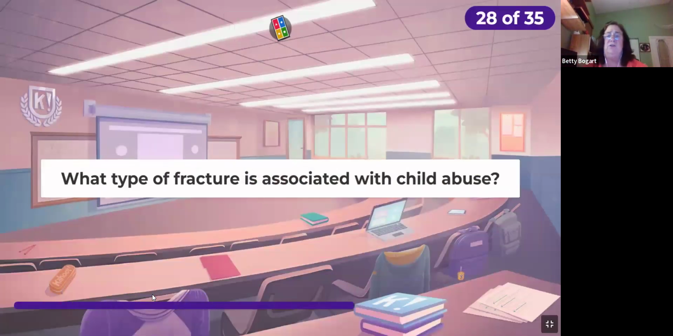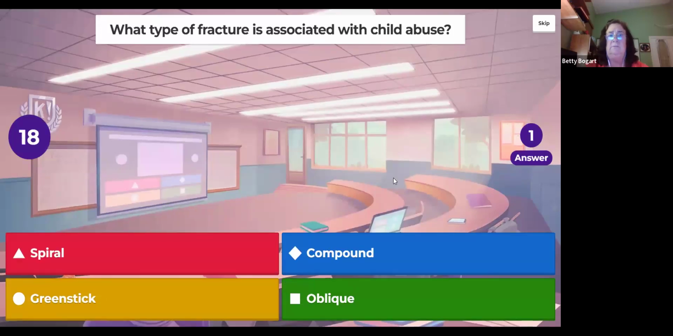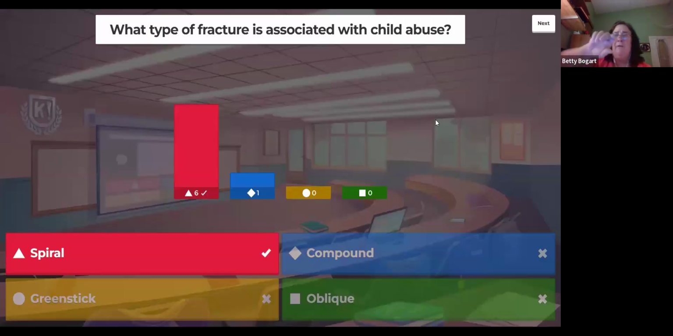What type of fracture is associated with child abuse? Again, that spiral, that's that crack. It turns around, it spirals. Very good.